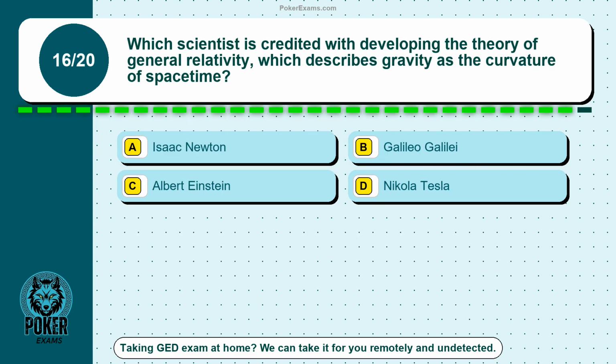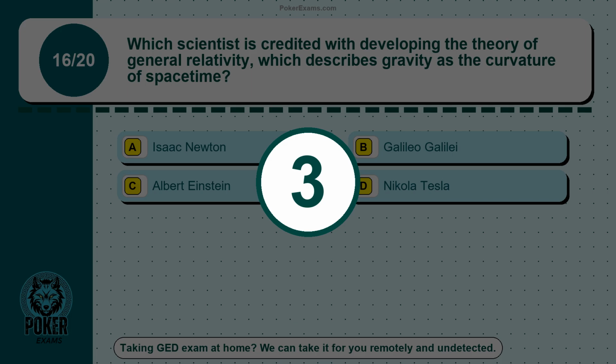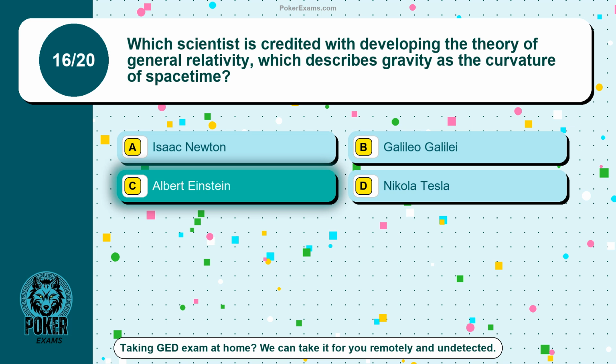Question 16. Which scientist is credited with developing the theory of general relativity, which describes gravity as the curvature of space-time? Option A, Isaac Newton. Option B, Galileo Galilei. Option C, Albert Einstein. Option D, Nikola Tesla. The correct answer is option C, Albert Einstein.